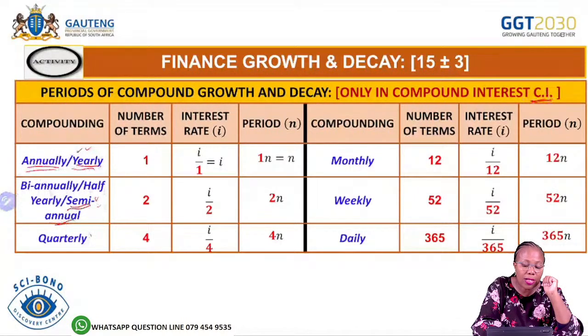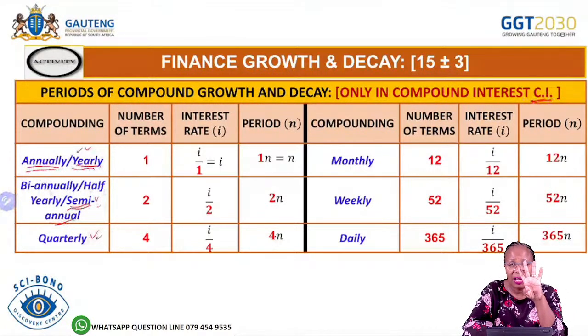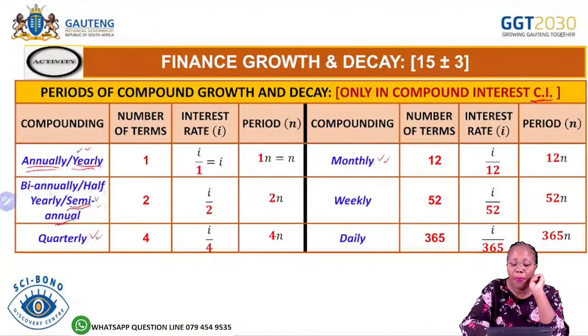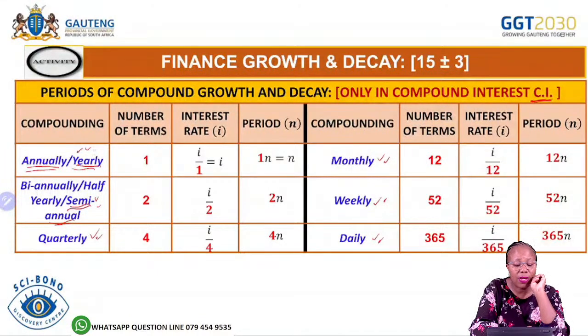Okay. Now, quarterly, how many quarters do you have in a year? We're talking 3 months' time. That is 3, 6, 9, 12. That means we have 4 quarters in a year. And then they can compound monthly. They can compound weekly, compound daily. And now when we talk about the annual or yearly compounding, that means it will happen only once.